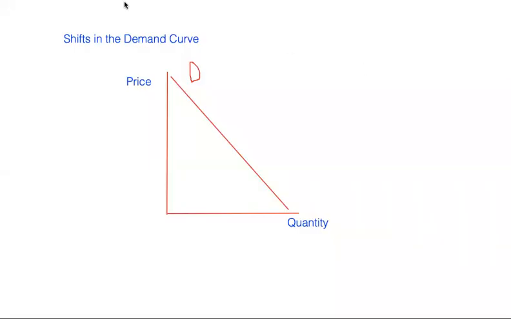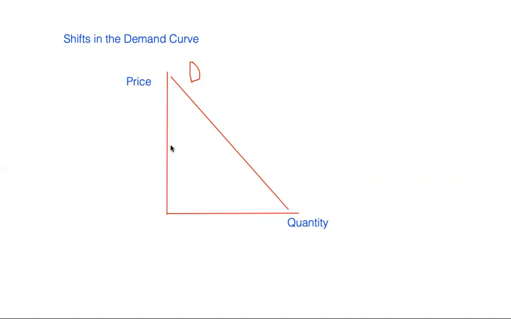Okay, so let's talk about shifts in the demand curve. You can see here we have a typical demand curve represented by a downward sloping line, which effectively means that as the price of a good is increasing, the quantity demanded is going to decrease. Hence the fact that price and quantity on a demand curve are inversely related.